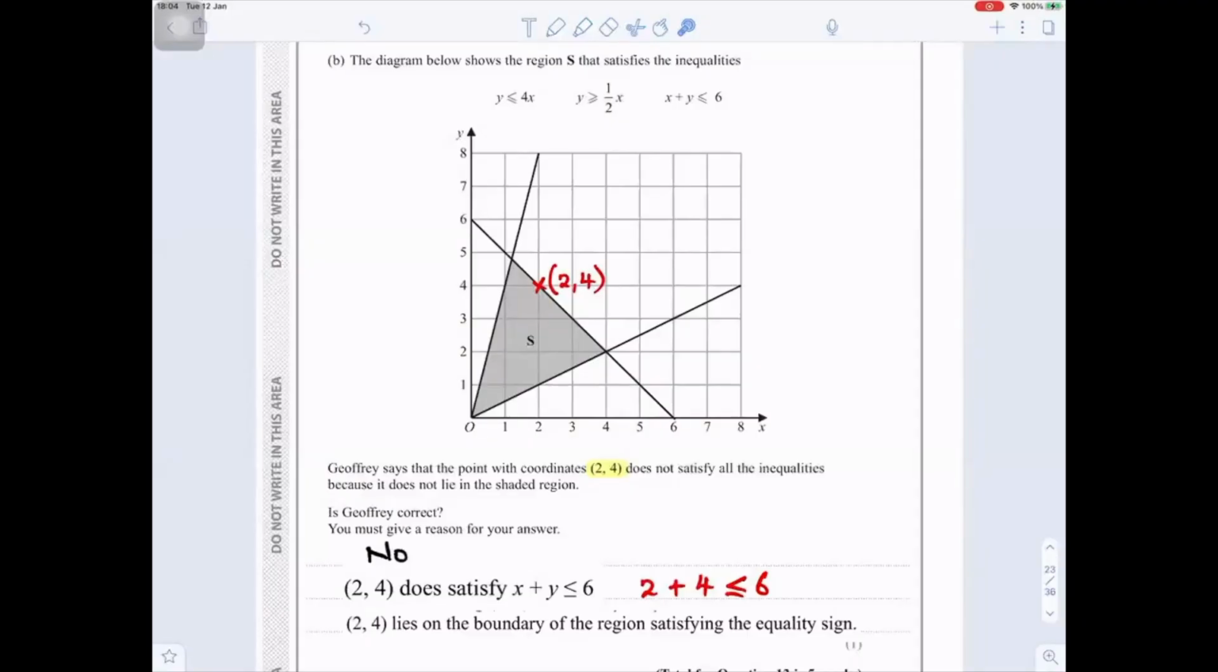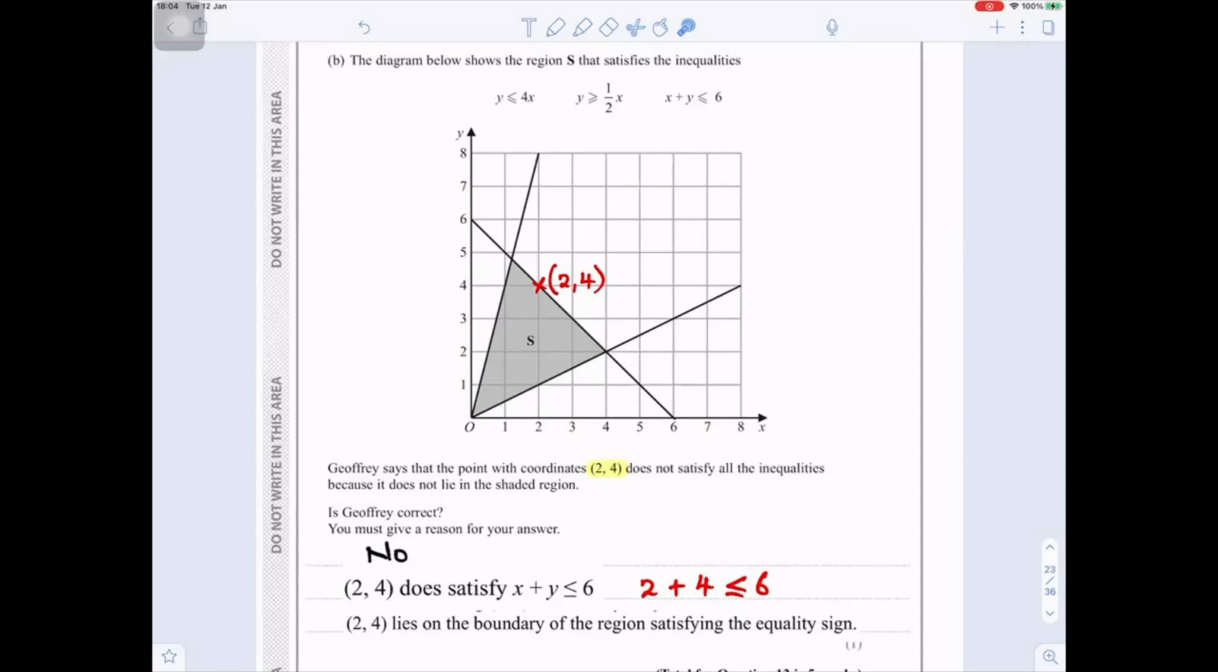For part B, the diagram shows the region S that satisfies the inequalities. Geoffrey says that the point with coordinates (2, 4) does not satisfy all the inequalities because it does not lie in the shaded region. Is Geoffrey correct? You must give a reason for your answer. So y is less than or equal to 4, y is greater than or equal to half x, and x plus y is less than or equal to 6. They represent these 3 lines. So the shaded region is in the middle there, S.